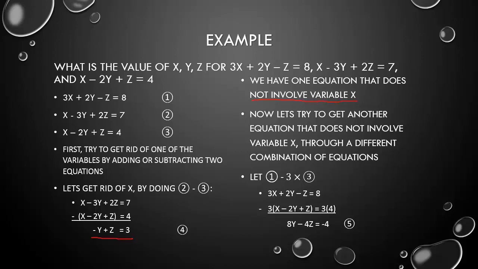So we get this equation through a different combination of equations that is different from equation number 2 minus equation number 3. This time we chose equation 1 minus 3 times equation 3. We do this because the coefficient of x for equation 1 is 3, and the coefficient of x for equation number 3 is 1. Through subtraction, we get 8y minus 4z is equal to negative 4. Let's call this equation number 5.